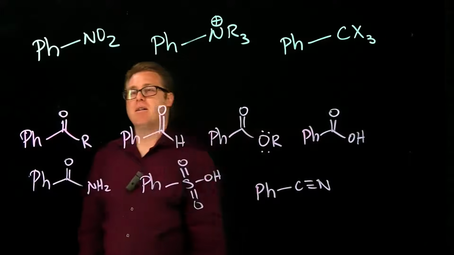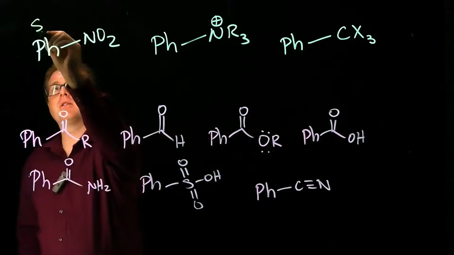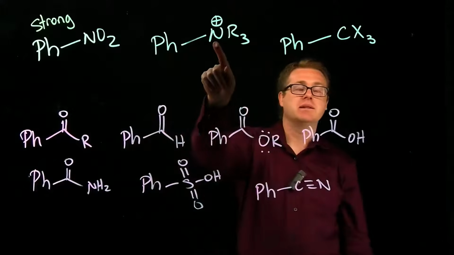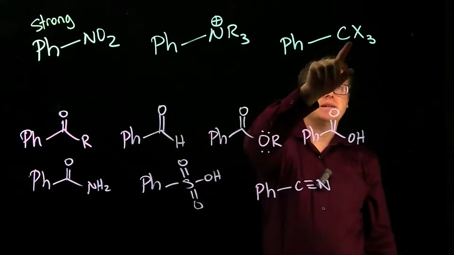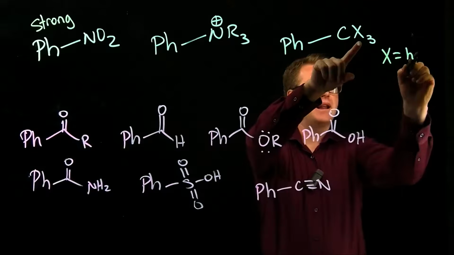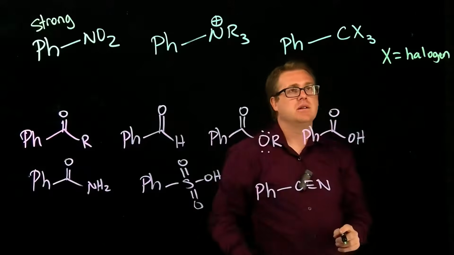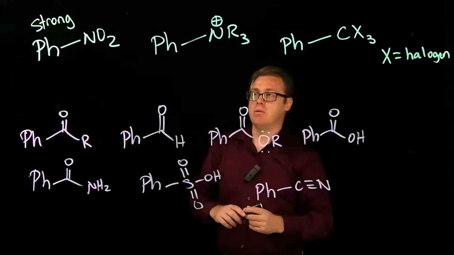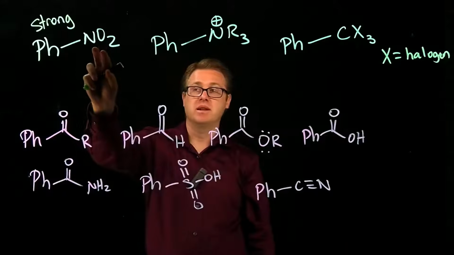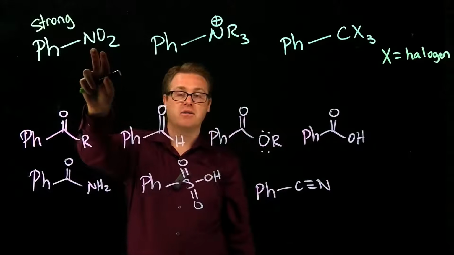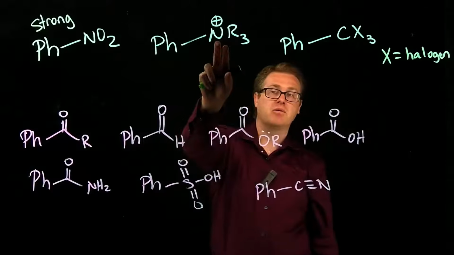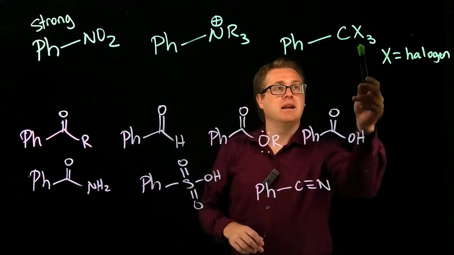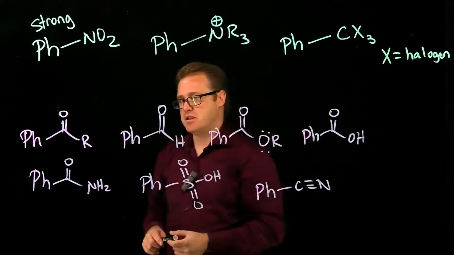Some examples now of deactivators. The ones in green are going to be strong deactivators. Nitro groups, quaternary amines, and trihalomethyl species. The X right here represents any halogen. Very, very strong deactivators. Now, we've already discussed using the sigma complex to understand why nitro groups are electron withdrawing. You can see with the quaternary amines why that is, because that positive charge is inductively pulling the electron density. And same with the halogens.